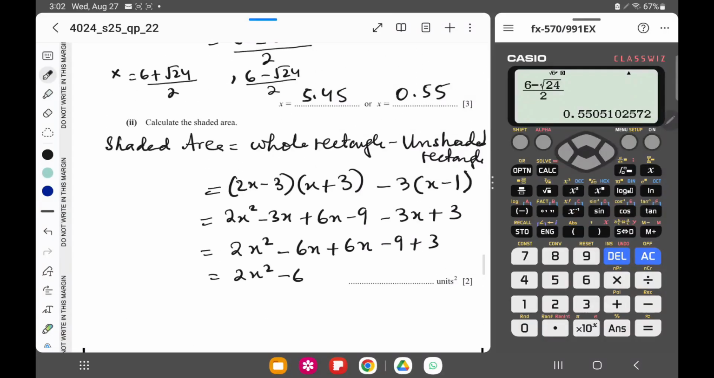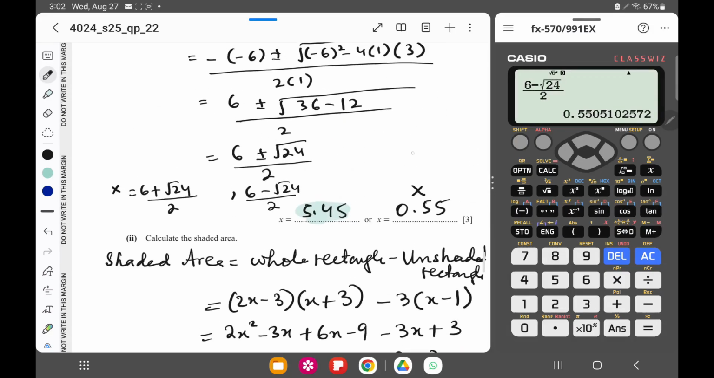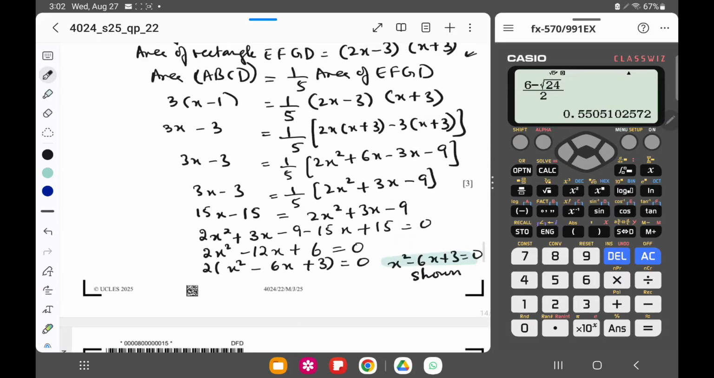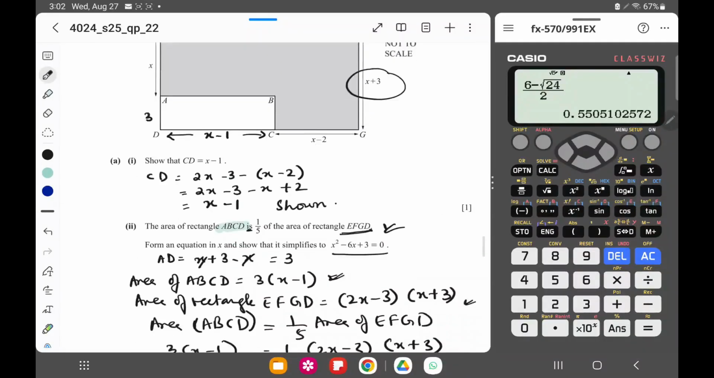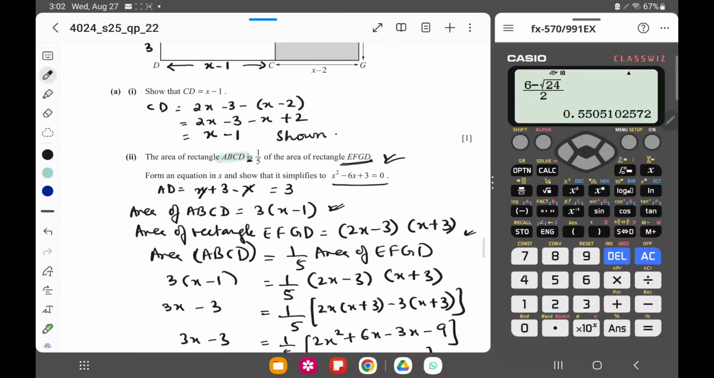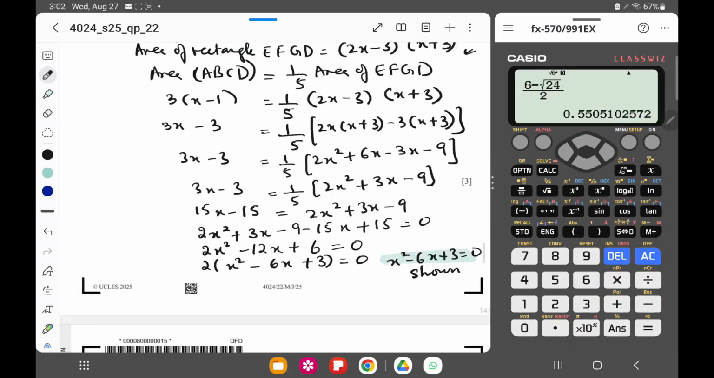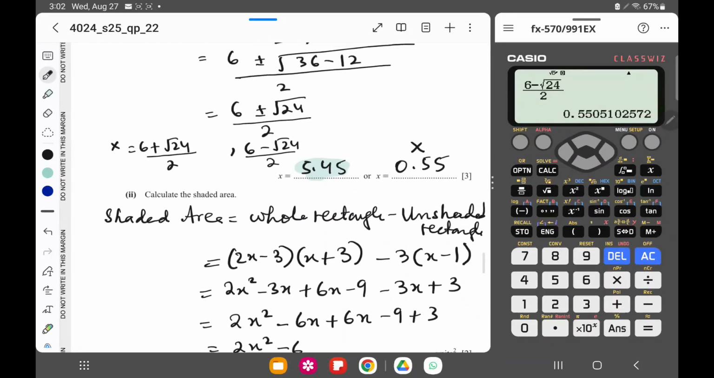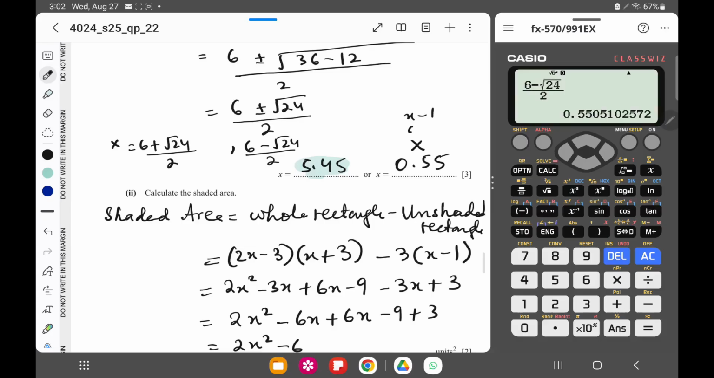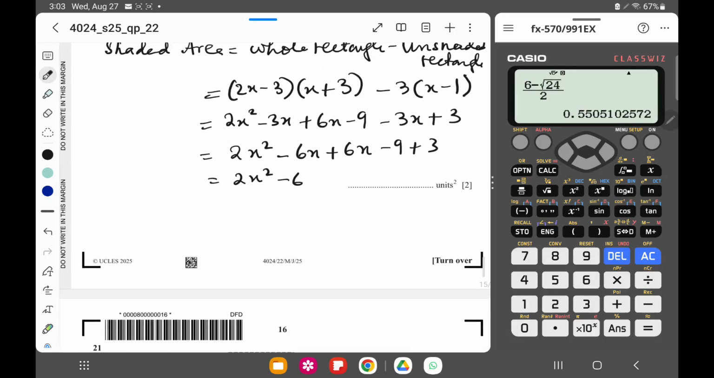So I'm putting 5.45 because 0.55 is not possible. Why is it not possible? Because the length is also x minus 1. If you just check, the length is also x minus 1. If I put in x minus 1, that means 0.55 minus 1, and then you will have a negative answer. So negative length is not possible, so we are rejecting 0.55. We are just taking 5.45. So x is equal to 5.45.